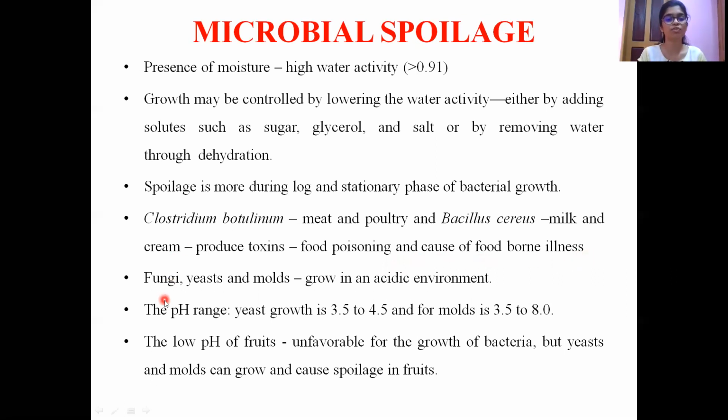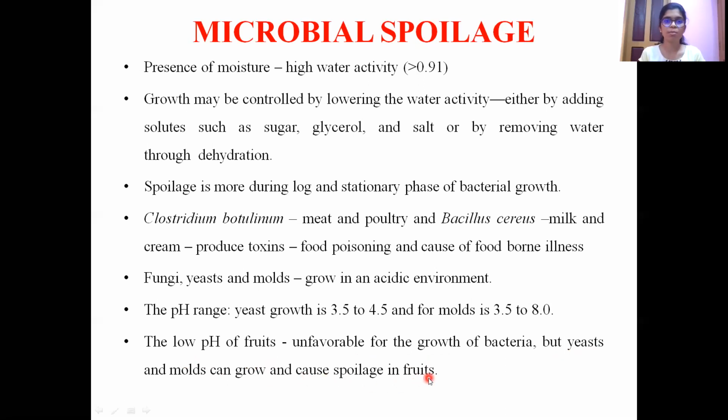And next, we'll move on to fungi, yeast, and molds. These organisms can also grow in a highly acidic environment, and the pH range for yeast growth is 3.5 to 4.5, and for molds, it is 3.5 to 8. That is, they can grow from acidic to even alkaline medium. So the low pH of fruits is unfavorable for the growth of bacteria, but yeast and mold can grow and cause spoilage in the fruits.